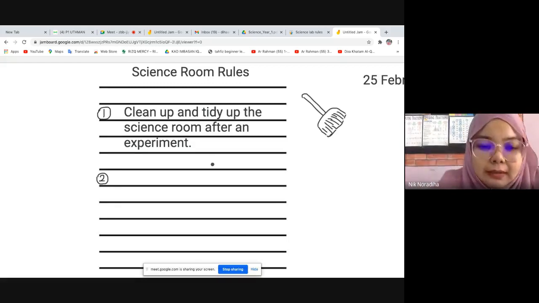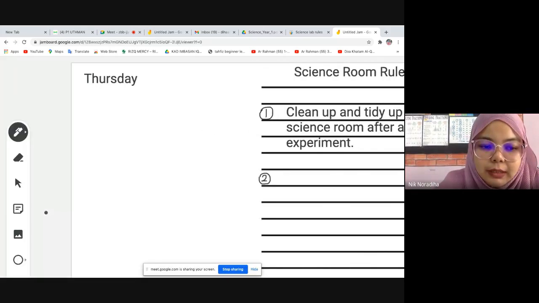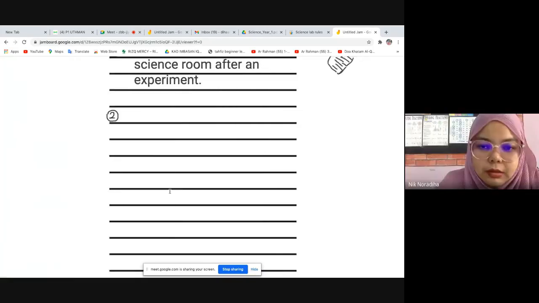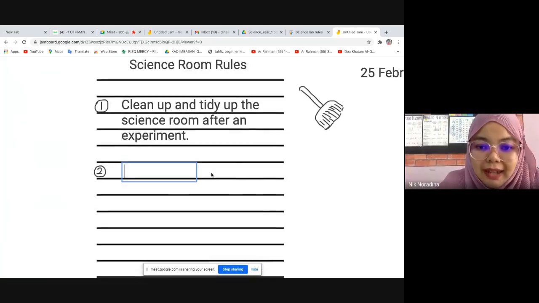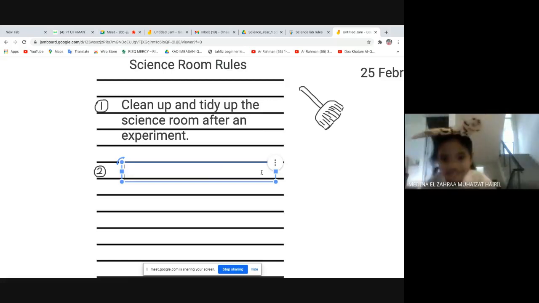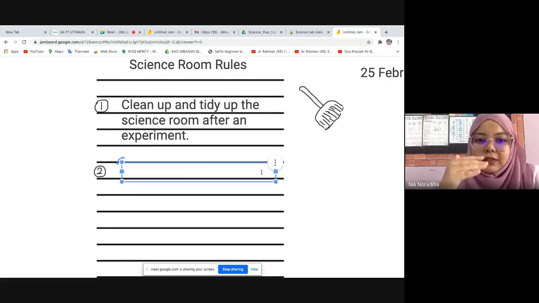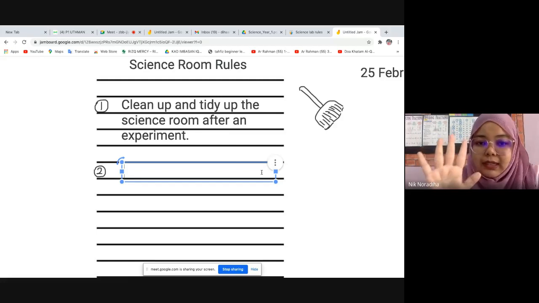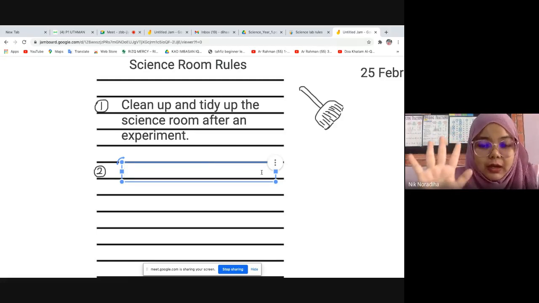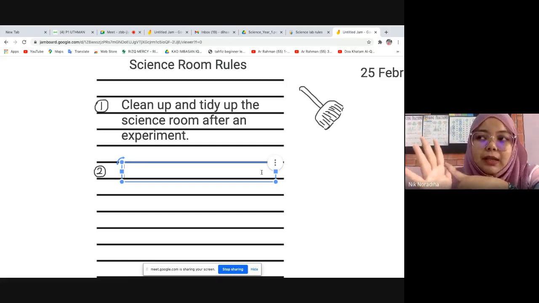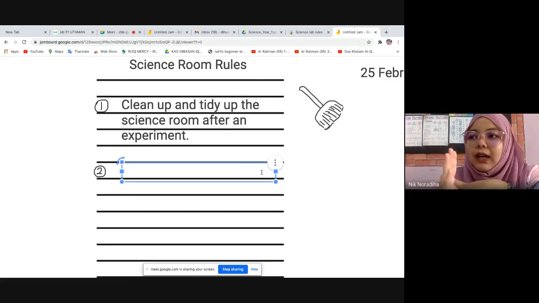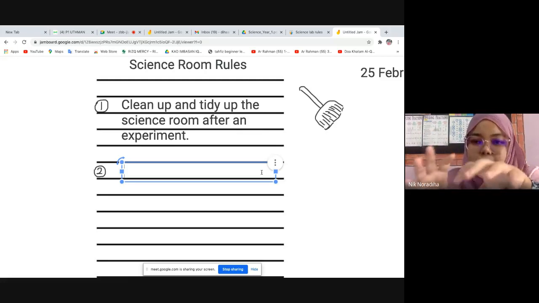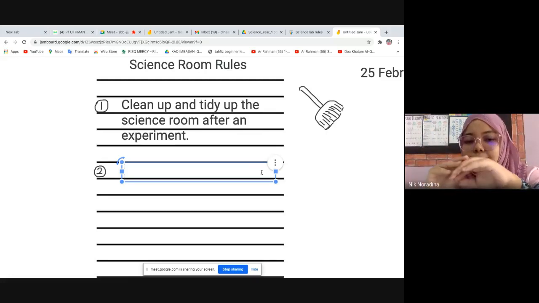All right, so second one. Your friend shared with us just now, line up. Okay. Line up. All right, the order. Okay, listen to teacher carefully. Teacher already showed you five rules in the science room. The order means arrangement, susunan. So number one doesn't always have to be line up. Teacher wants you to remember.